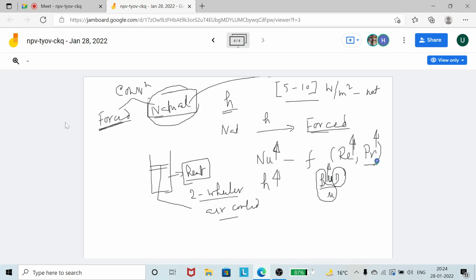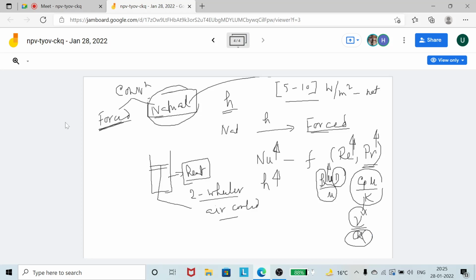Similarly, what is Prandtl number? So Cp mu by K. Also, this is given by nu by K. So that means kinematic viscosity by thermal diffusivity. So this is also a dimensionless number.